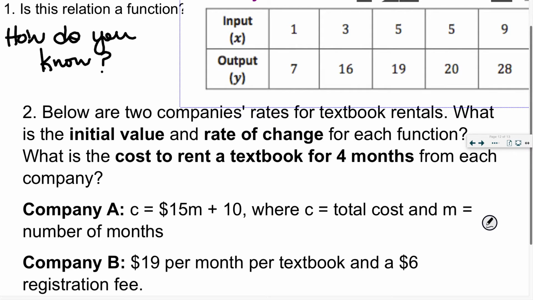Okay, so we're comparing these two functions. We have company A, C equals 15m plus 10, and then we have company B, it's $19 per month per textbook and a $6 registration fee.